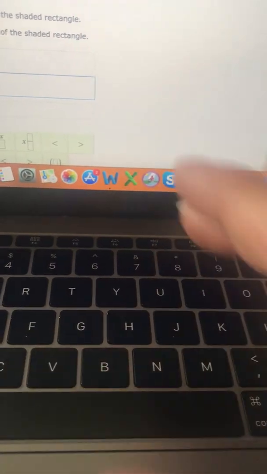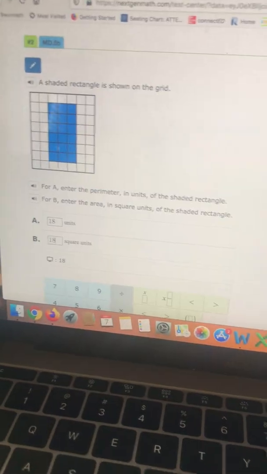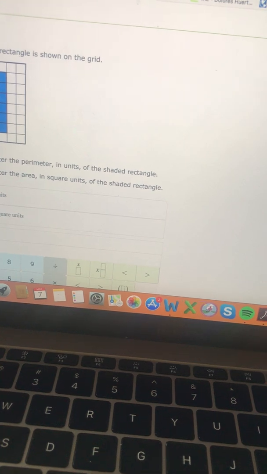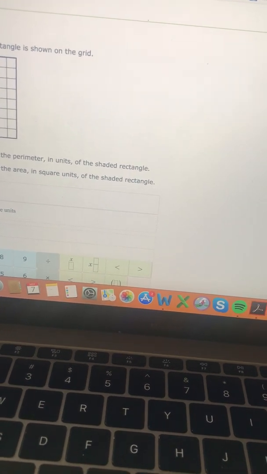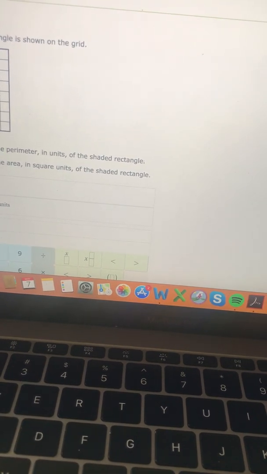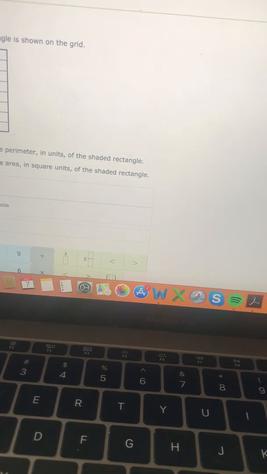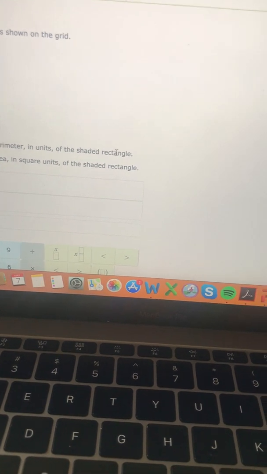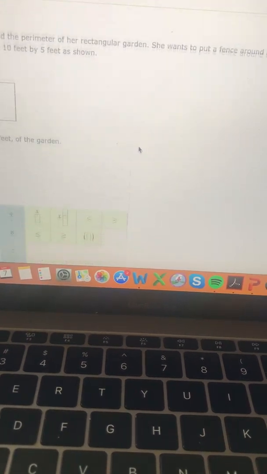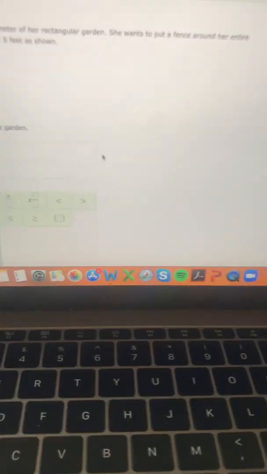And the area is 18. To double check that you got the area correct, you go back and count the square units. Watch. 1, 2, 3, 4, 5, 6, 7, 8, 9, 10, 11, 12, 13, 14, 15, 16, 17, 18. Awesome. Let's move on to problem 3.